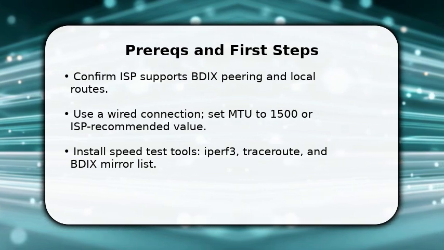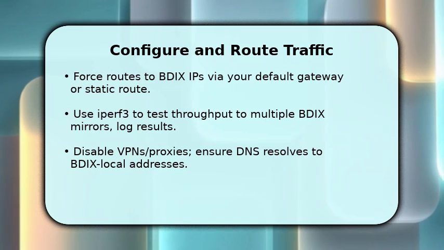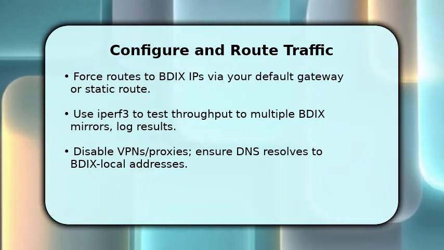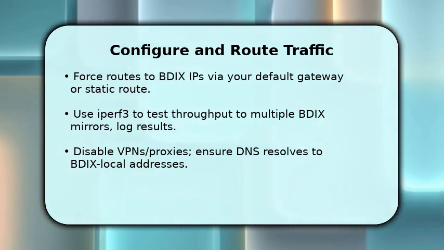You now configure routing so Bdix target IPs traverse the local peering path. Add static routes to Bdix mirror IPs via your ISB gateway. This ensures packets take the exchange route.